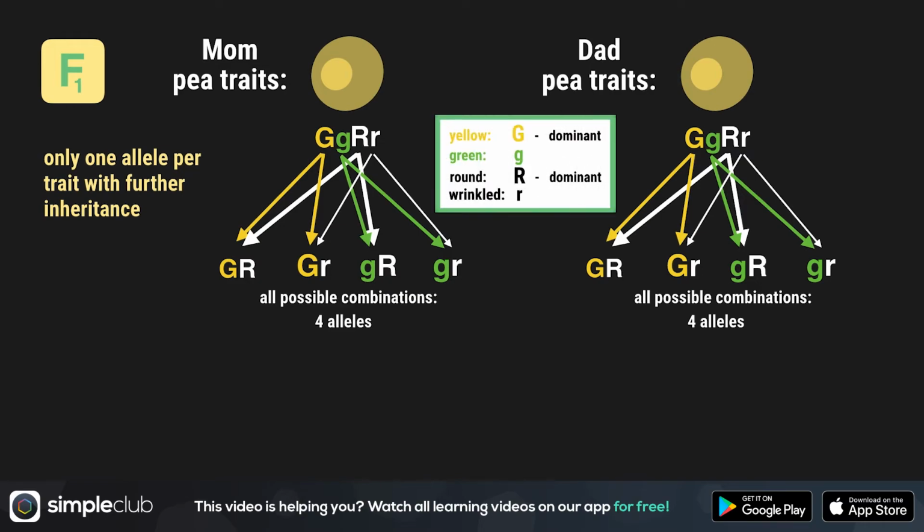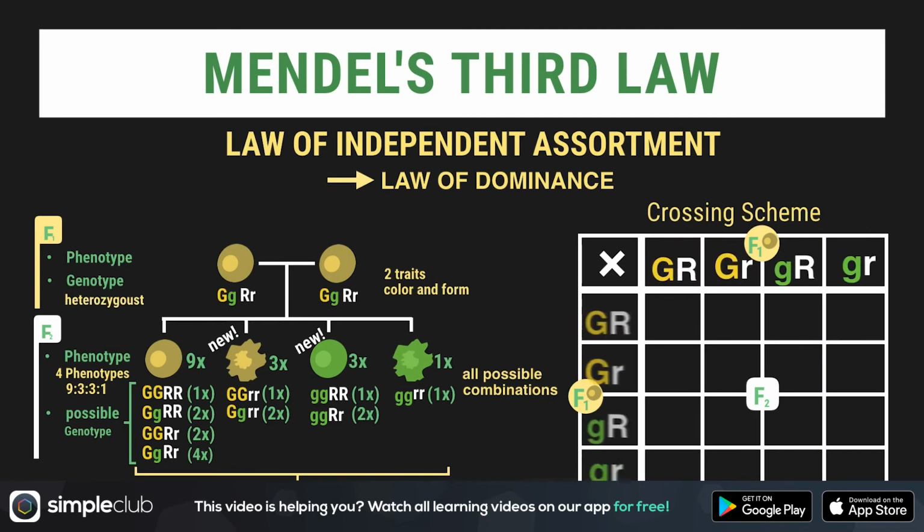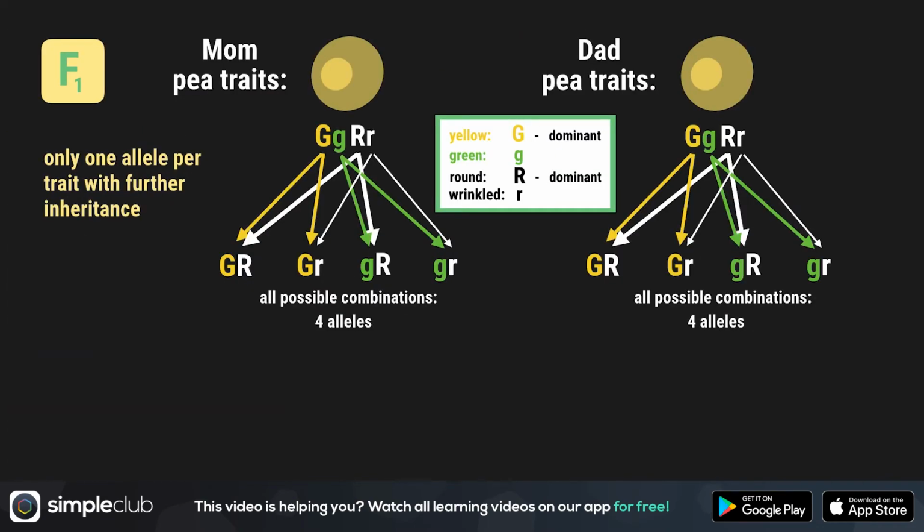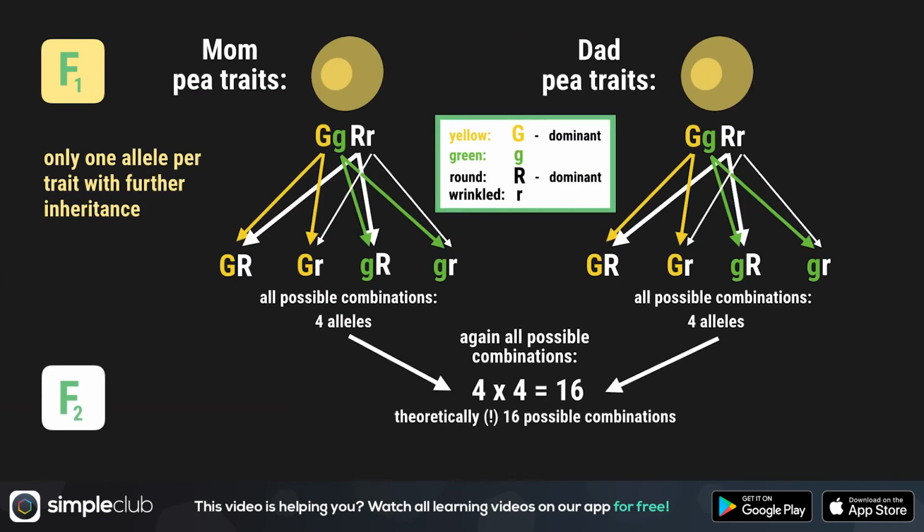Here is a quick reminder. Capital G for yellow, lowercase g for green, capital R for round, lowercase r for wrinkled. Thus, the color yellow can occur with round fruits or with wrinkled ones. Now, we already have two possibilities. Capital G, capital R, and capital G, lowercase r. The same applies to the allele for green. So again, we have two possibilities. Lowercase g, capital R, and lowercase g, lowercase r. We can now fill in the first row and first column. There are 4 times 4 possibilities for the F1 generation, so there are 16 possibilities for the F2 generation.